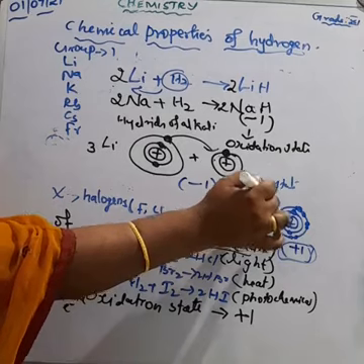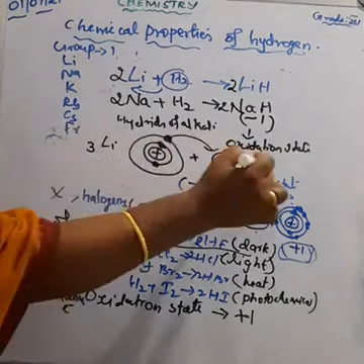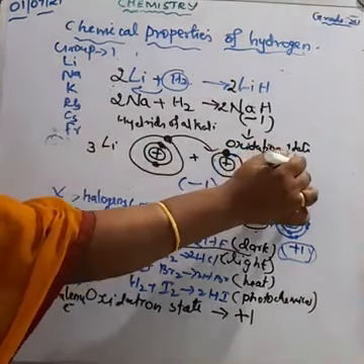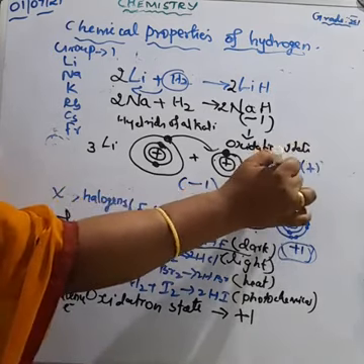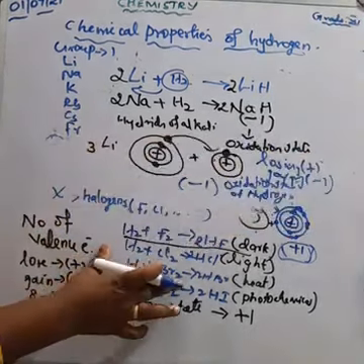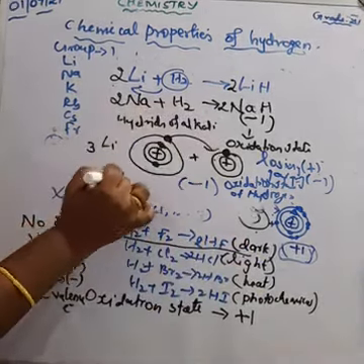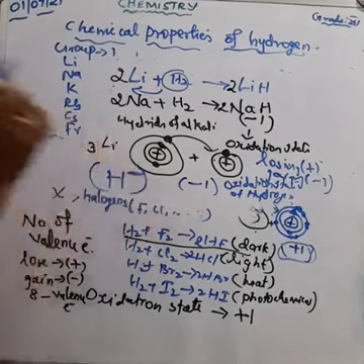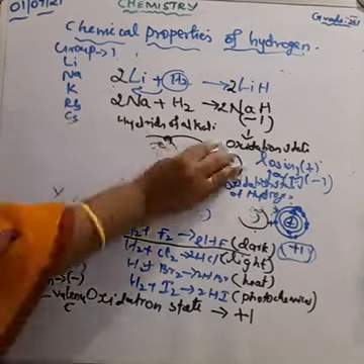Okay, when losing an electron, the element becomes positive. When gaining an electron, the element becomes negative, H minus. When combined with the halogens, hydrogen becomes the H plus ion. When combined with alkali metals, hydrogen becomes H minus, the hydride ion. Understood? So here, when hydrogen combines with the alkali metals, hydrides of alkali metals are formed.